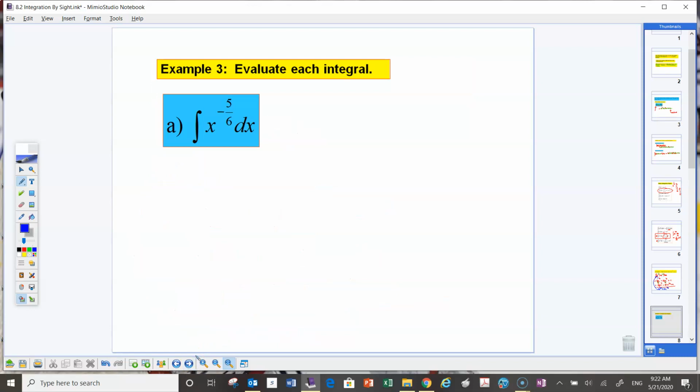All right, this one here, pretty straightforward, just one term. Again, if I integrate this, I add 1 to the exponent, so if I add 1 to -5/6, I'm adding 6 over 6, so that's going to give me 1/6, divided by 1/6 plus a constant, multiplied by the reciprocal, I get 6x to the 1/6 plus a constant.